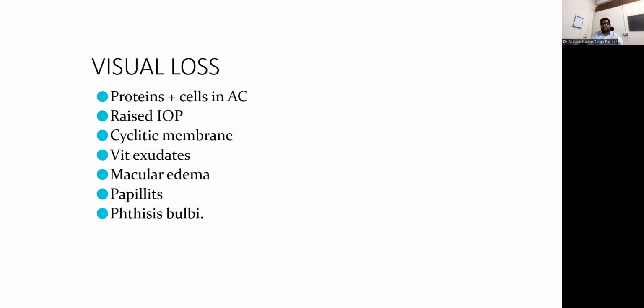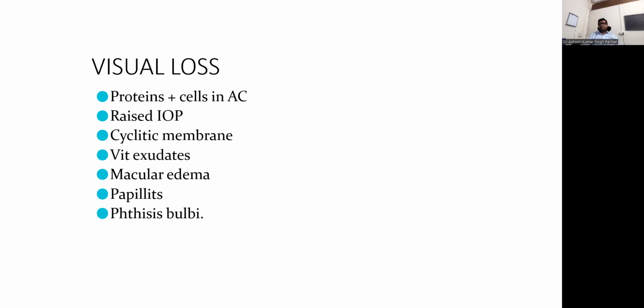So why does the patient complain of diminution of vision in uveitis? These are the features. Proteins and cells are there in the AC, so cells and flare will be there. They will hinder the normal transmission of light from the anterior segment, and the patient will complain of diminution of vision. Raised intraocular pressure will lead to the development of corneal edema also, which will enter cyclitic membrane. As I have mentioned, the cyclitic membrane stops the light going from the anterior segment to the posterior segment, and when the light is not perceived at the macula, the vision deteriorates.